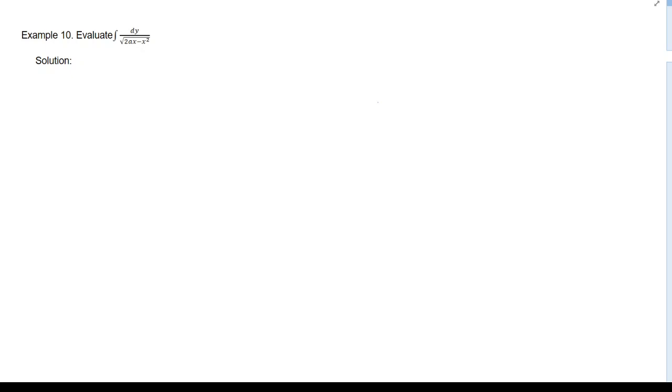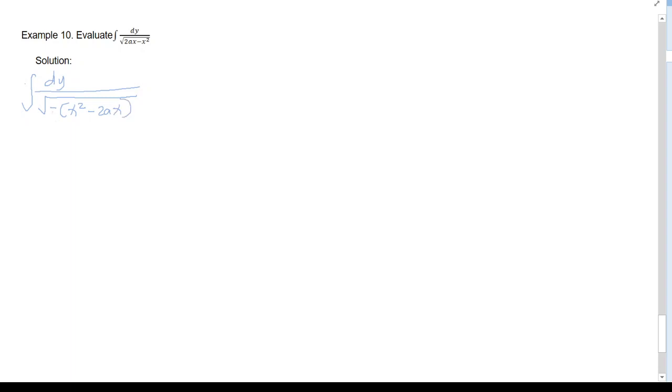If we are going to rewrite again the equation, that is the integral of dy over the square root of, so we write this one first and then we factor negative there, so it will become negative, that is x squared minus 2ax. If we distribute negative there, it will become negative x squared, it's the same. And negative multiplied by negative 2ax will become 2ax already.